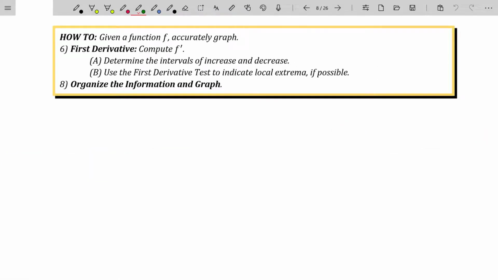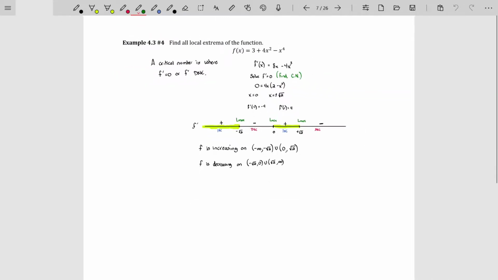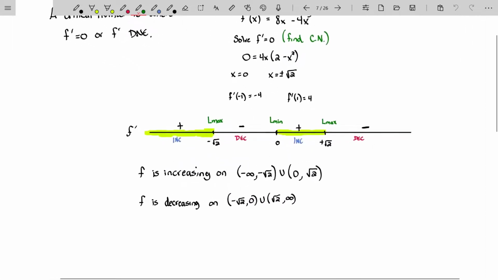This leads to our improvement on our recipe list, I guess. Given a function f, accurately graph. Well, again, to begin to accurately graph, we're going to take that first derivative, determine the intervals of increase and decrease by finding the critical numbers, and then use the first derivative test to indicate the local extrema. Again, the first derivative test just says if your derivative changes from positive to negative, you have a local max. If it switches from negative to positive, then you have a local minimum. Organize the information and graph. And again, that statement about organizing the information and graphing is me basically saying, look, draw a number line. That really will help you out.